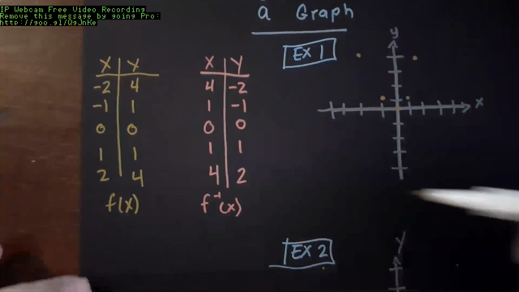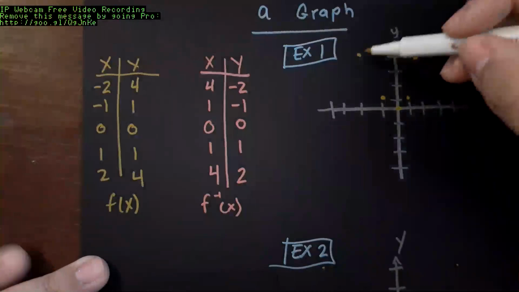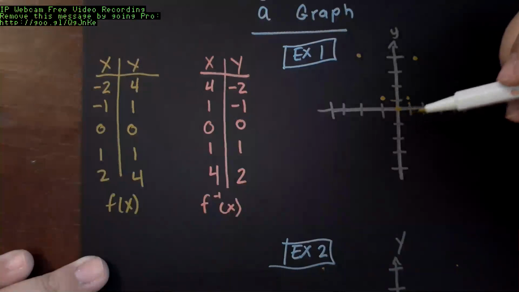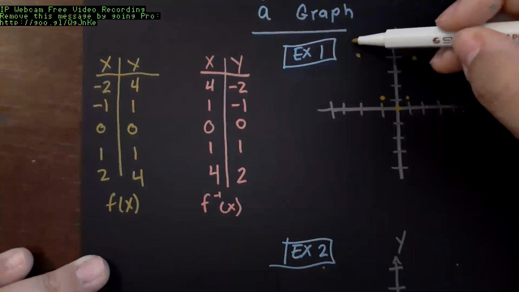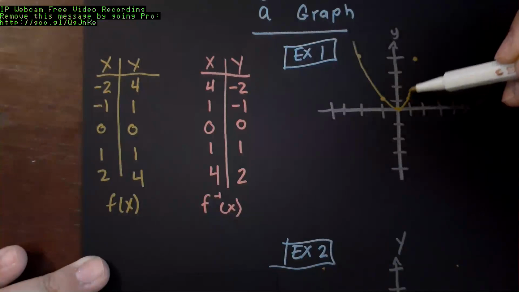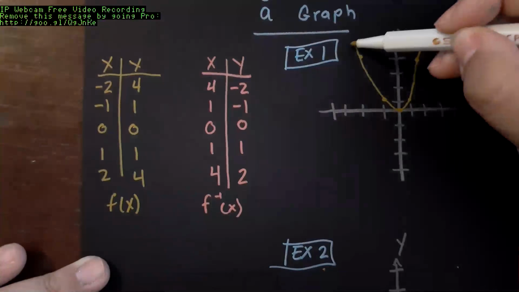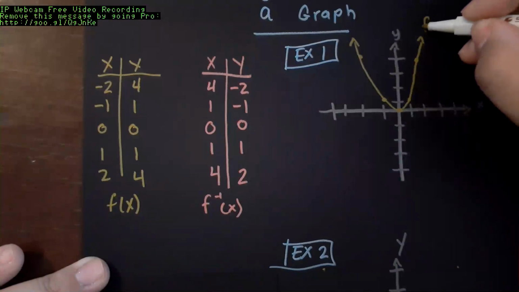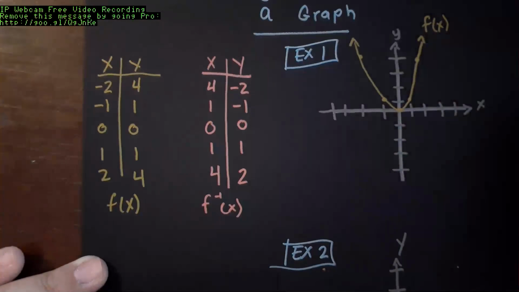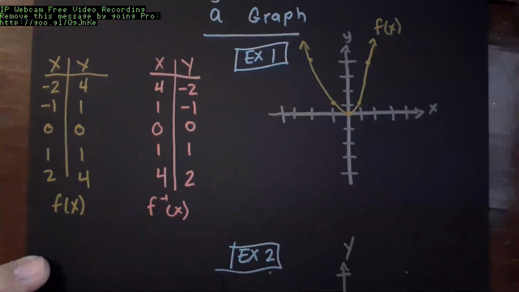So first I'm going to start with my regular function. And I already plotted my points. So now I'm just going to connect the dots and draw my function. And I'm going to go ahead and label it because we're going to have a lot going on and I don't want to lose it.